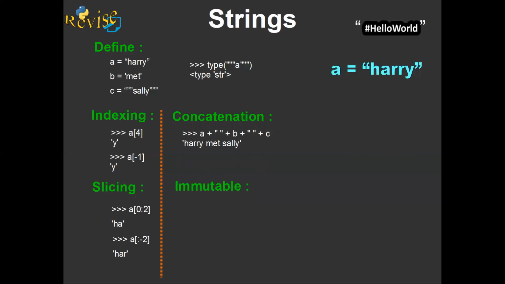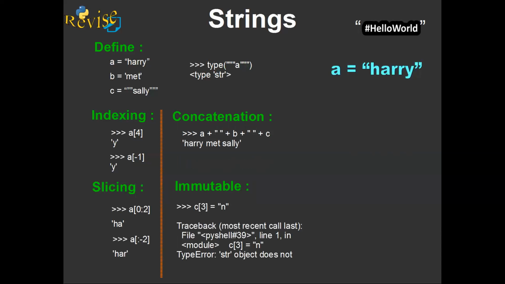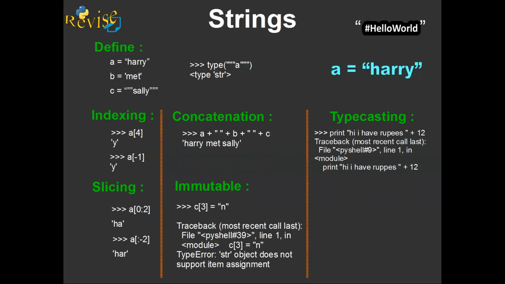And then we'll talk about the immutable property. Strings are immutable. So let's say you try to assign n in Sally, that is the c string, to the third index; Python will not allow you because strings are immutable data types. Then we'll talk about typecasting. If you want to type print I have rupees plus 12, that is string plus integer, Python doesn't allow you because it cannot concatenate string and integer objects.